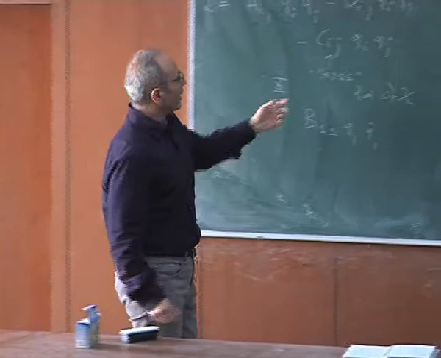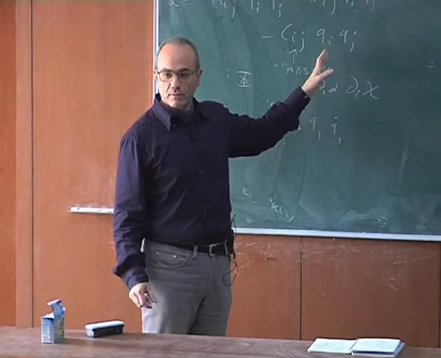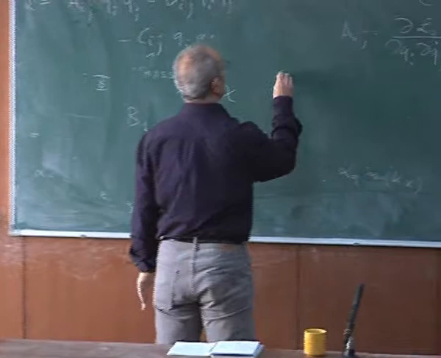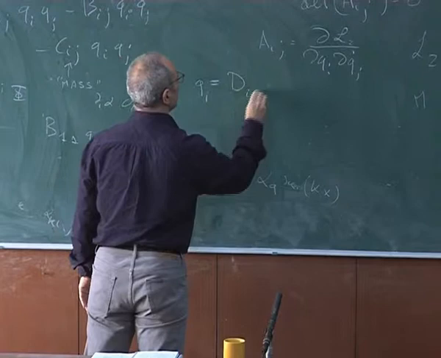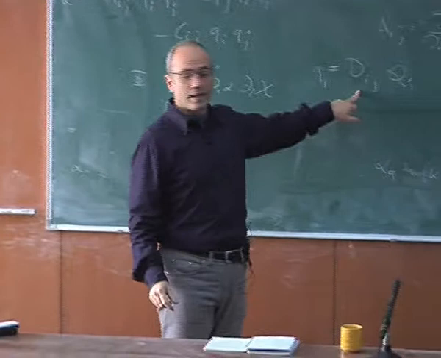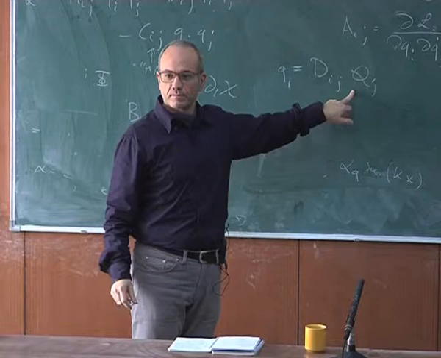In this Lagrangian, we have to do a field redefinition. In general, we have to write Q_I is equal to whatever, maybe D_IJ Q_J, where these, again, are background quantities, and these are perturbation variables. So we had to make a field redefinition.